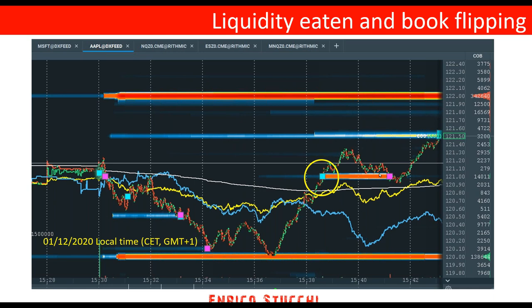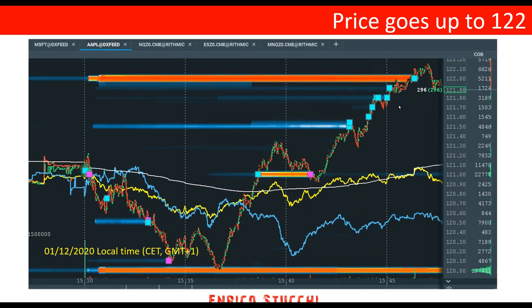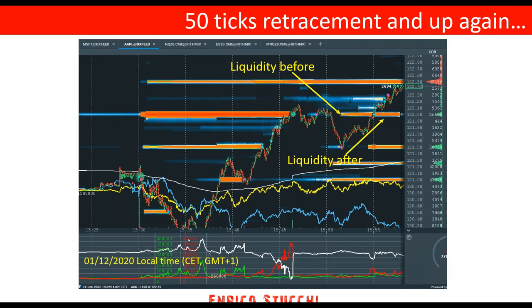Okay, and the liquidity here supports the uptrend for a while, not for a long time, but anyway, the price goes down, rejects, and goes to the next important liquidity level. Okay, 50 and 22, a round number. You can see the importance of those numbers here, very important. You can trade in 50 ticks blocks, okay? 50 ticks retracement here, and the price goes up again.